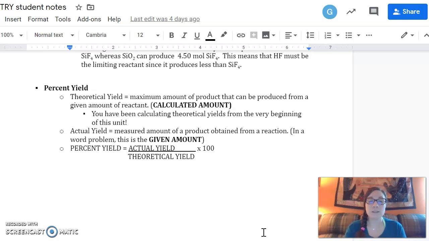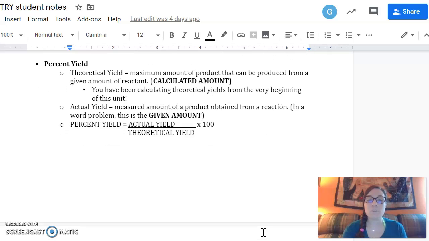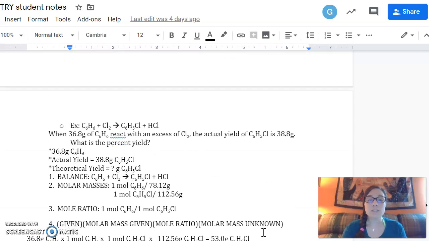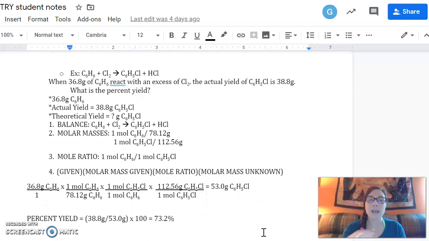You've been calculating theoretical yields from the very first day that we started stoichiometry. Actual yields, on the other hand, have to be provided for you in these types of problems. So to find percent yield, you would take the actual yield and divide it by your theoretical and then multiply that value by 100. Let's take a look at another problem, where we're going to be determining the limiting reactant and calculating the theoretical yield. The theoretical yield is always based on your limiting reactant. Whatever the limiting reactant is, that is what's going to tell you how much you can possibly produce, what your theoretical yield could be.